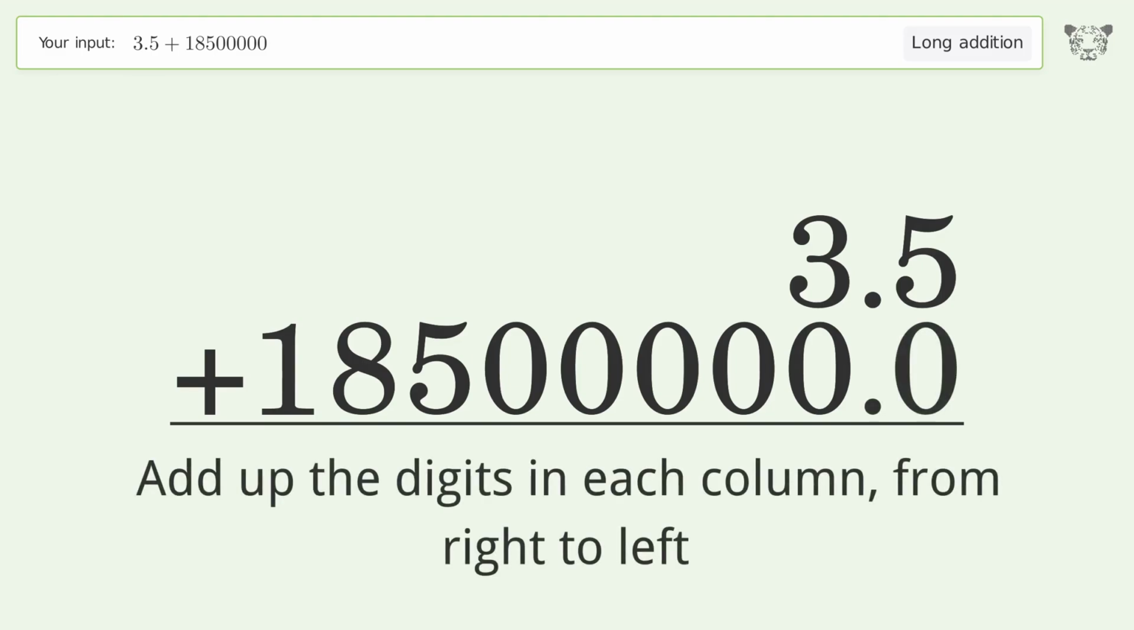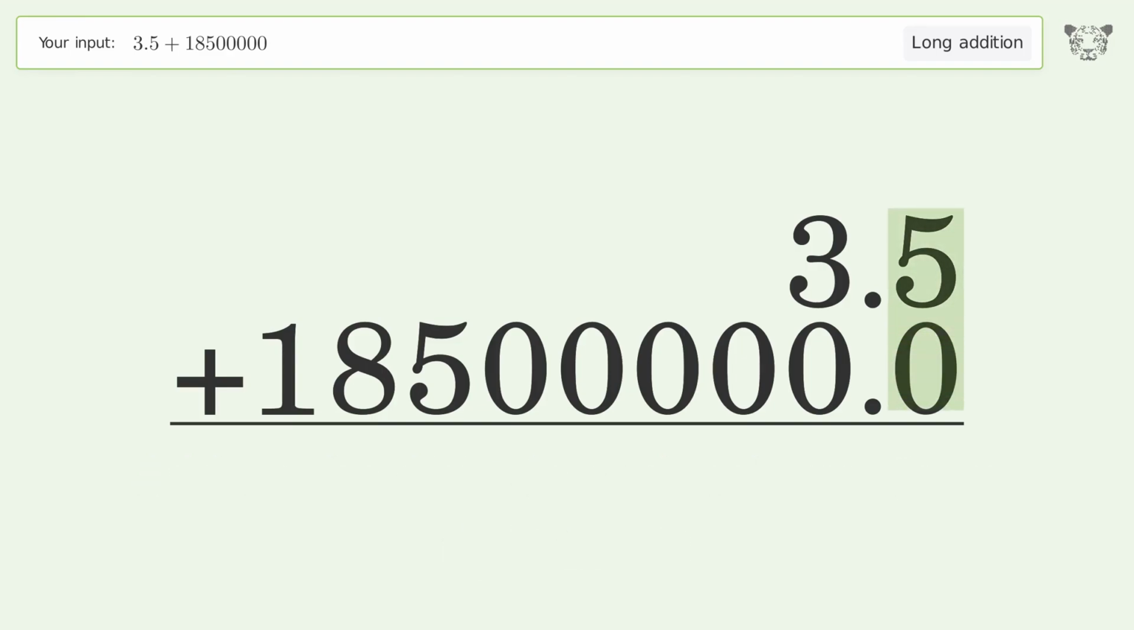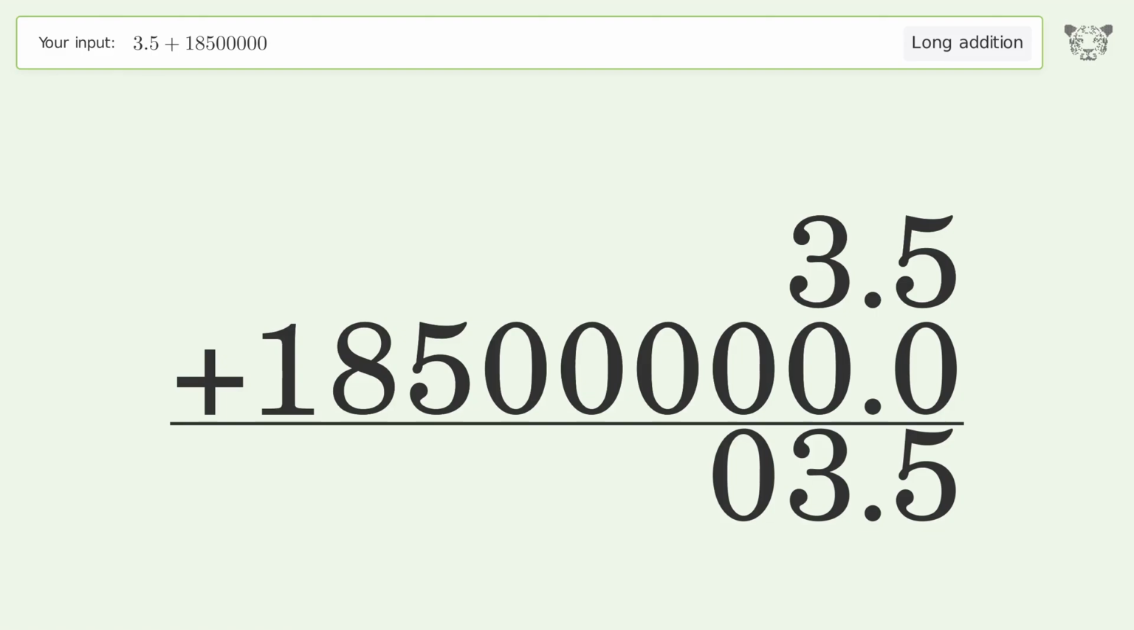Add up the digits in each column, from right to left. 5 plus 0 equals 5. 3 plus 0 equals 3. Write 0 in the tens place. Write 0 in the hundreds place. Write 0 in the thousands place.